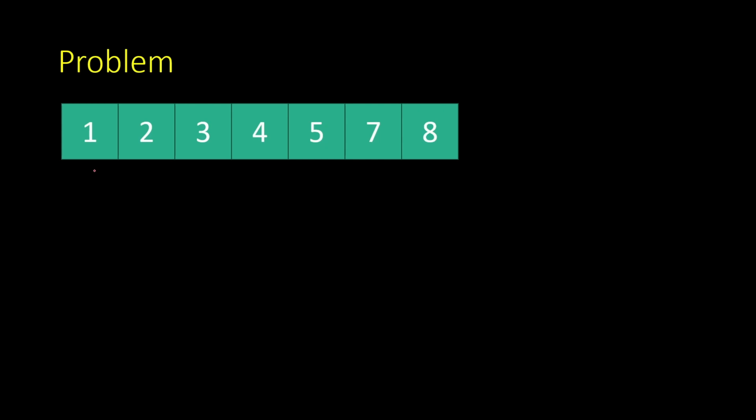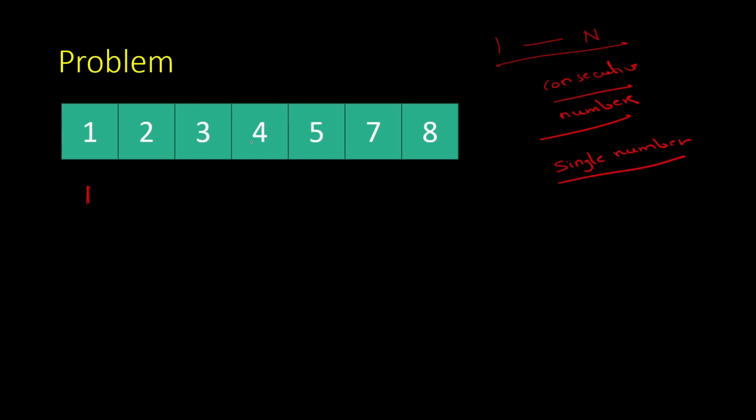What are the prior conditions we need to see before solving this? First thing is the array always starts with 1 in our problem. So it's numbers from 1 to n, and they are always consecutive numbers. Second thing is only a single number will be missing. In this case, as you can see, 6 is missing.